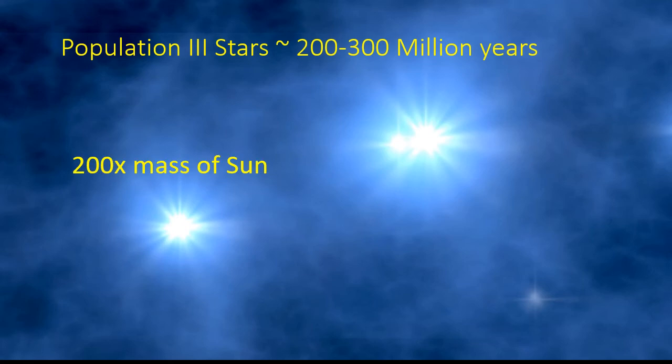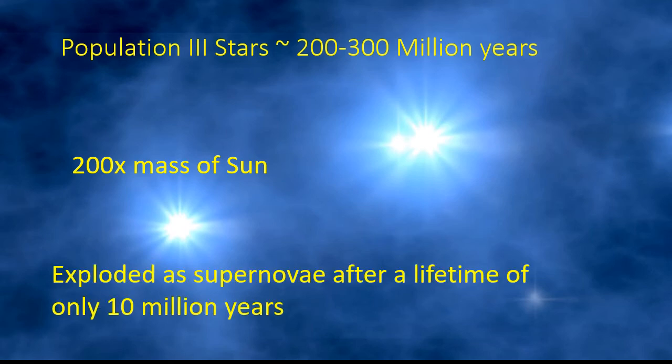This is a short lifetime compared to the Sun, which will last for about 10 billion years. They ended their lives in massive explosions called supernovae, in which the star was completely destroyed. These supernovae spread the elements like carbon throughout the cosmos.